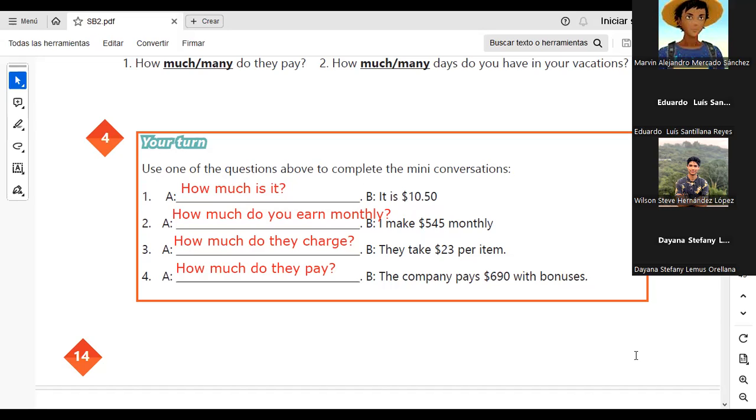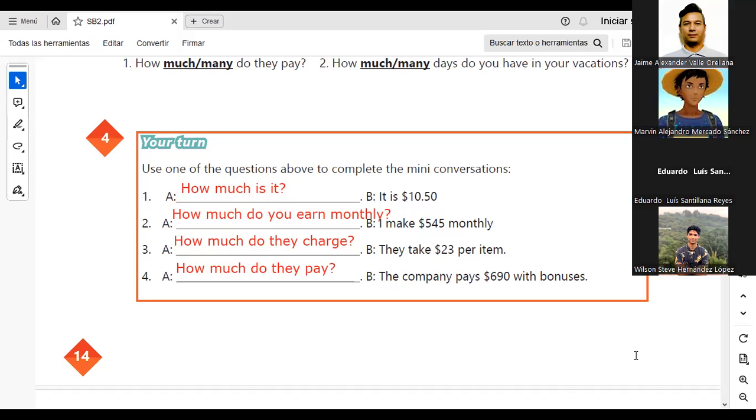Number three. How much do they charge? The answer, they take 23 per item. Per item. Por pieza, okay. Item is pieza. Number four.